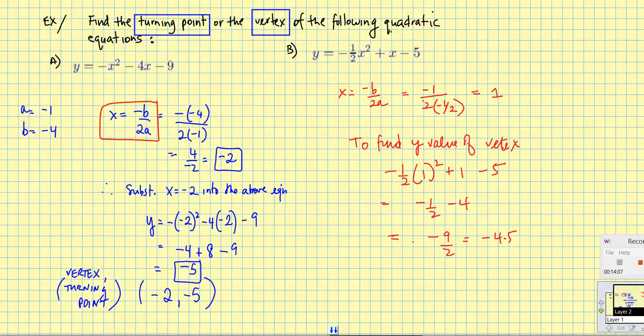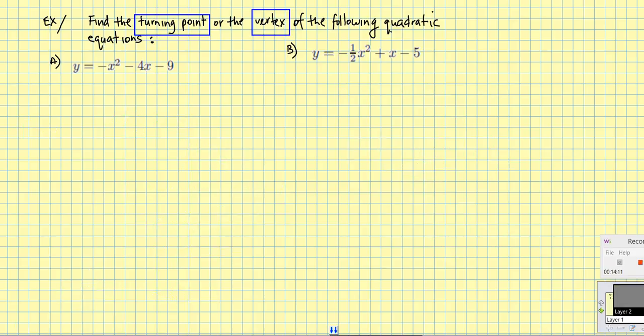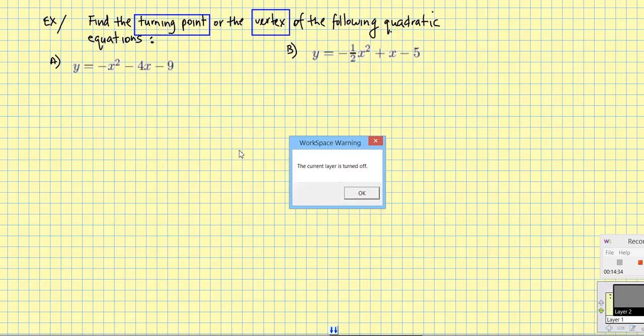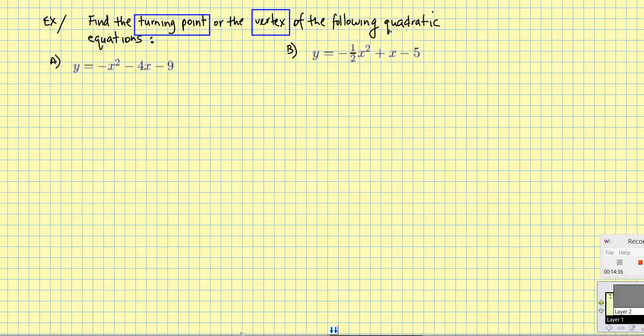Now, on to another question. One thing that you should be aware of is that the vertex could also be called something else. The vertex could also be called the turning point, because it's the highest or the lowest point of the parabola. So if we had to find the turning point or the vertex of the following equation, such as negative x squared minus 4x minus 9, again, we can always use the equation for the vertex, which is negative b over 2a.